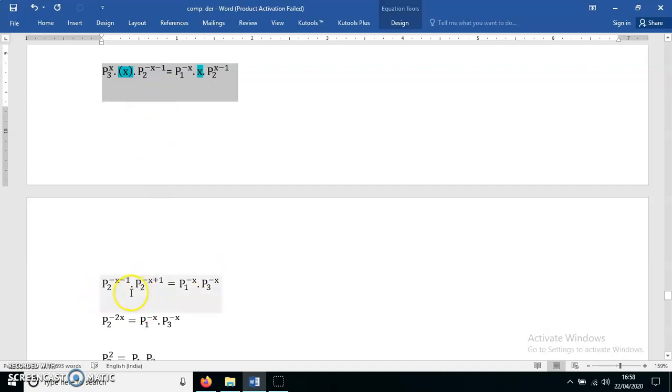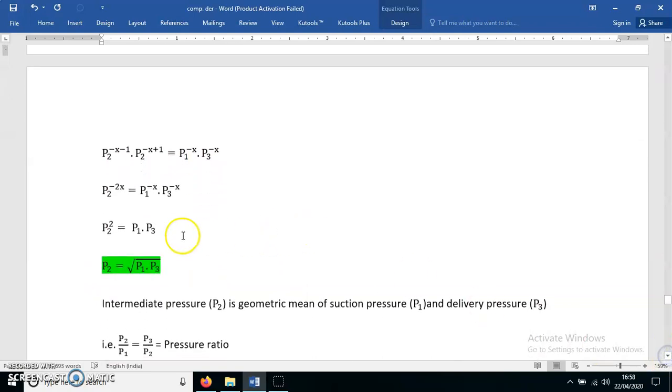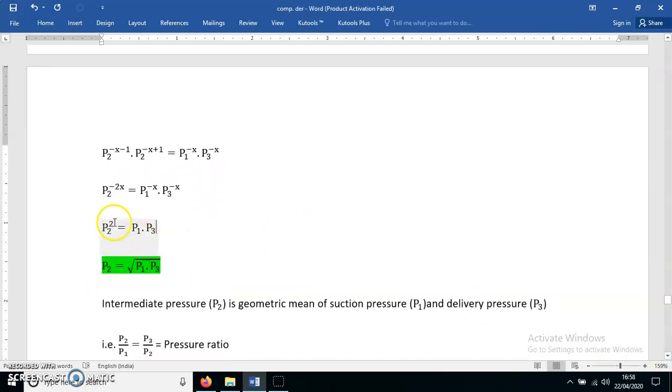While trying, take care that P2 should be on the left-hand side and P1, P3 on the right-hand side. Just shift the powers and finally you will get the answer. P2 square is equal to P1, P3. Just take a square root on both sides. The square root of P2 square is P2, and the square root of P1, P3. This is written here. So P2 is equal to square root of P1, P3.